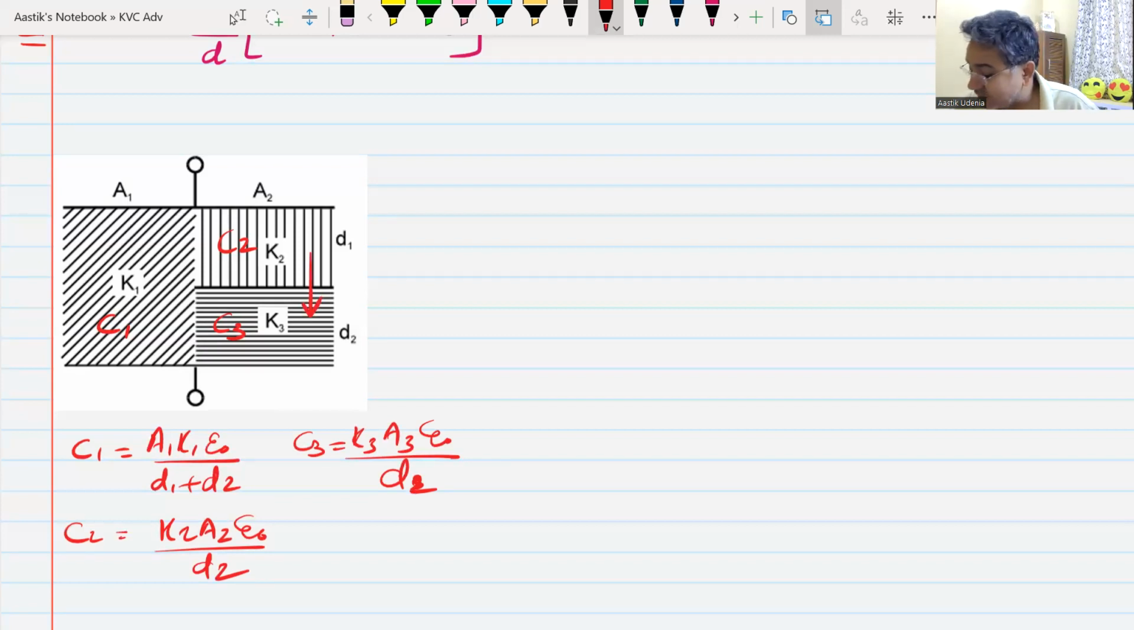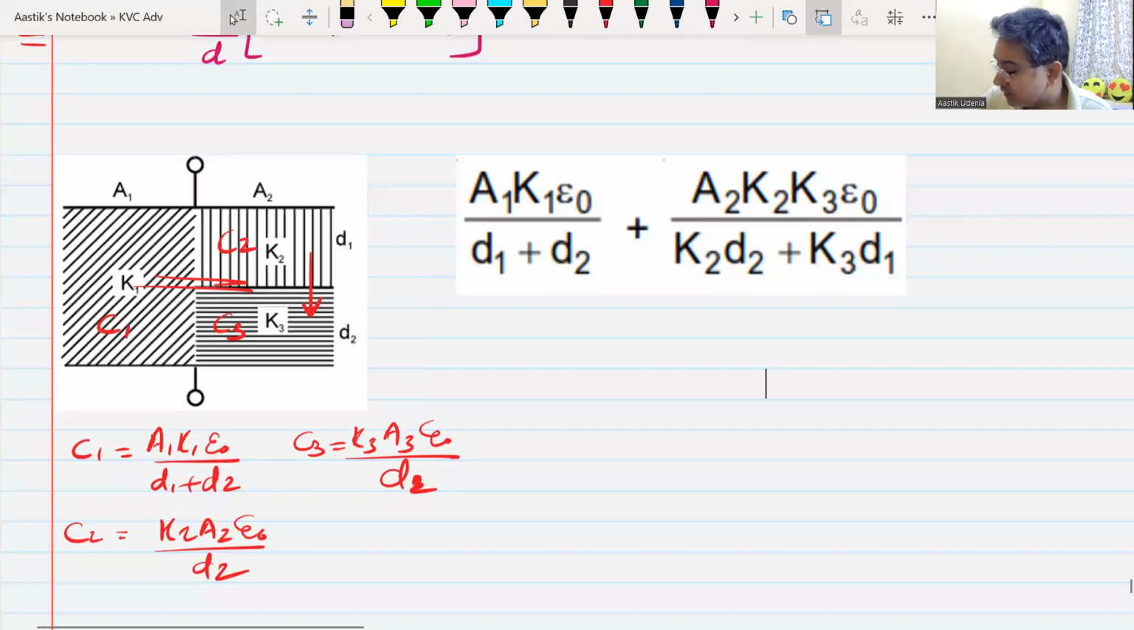This C2 and C3 are in series, yes or no? Yes. And then it is in parallel. Do we understand this? Yes, sir. So when you solve it, I am telling you the answer. This is the answer that you are going to get. This is the answer that is given in the sheet.